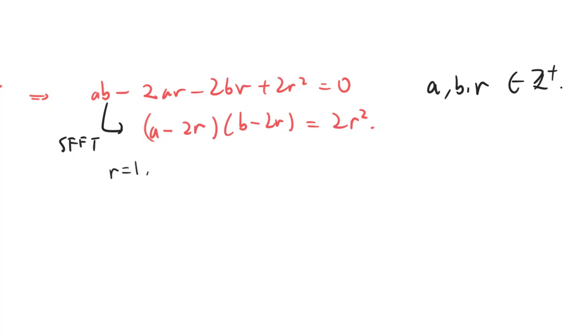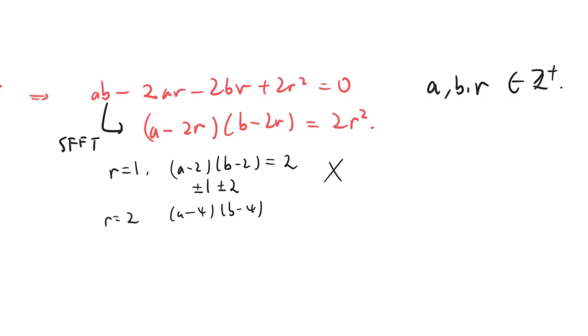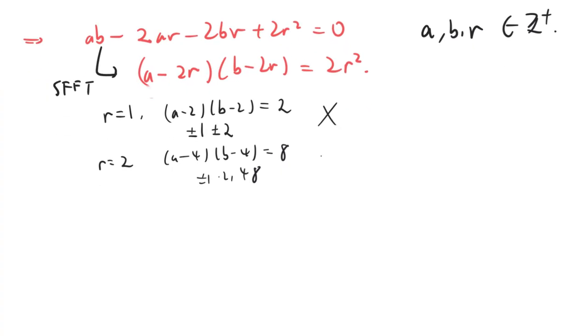So we start with r equals 1. So we have a minus 2, b minus 2 is 2. And 2 here at most has plus minus 1, plus minus 2 as factors. That would give 4 solutions. We want 14. That's way below enough. r equals 2 would give a minus 4, b minus 4 equals 8. That would give plus minus 1, 2, 4, 8. So that's 8 possible factor pairs. This is also not enough.